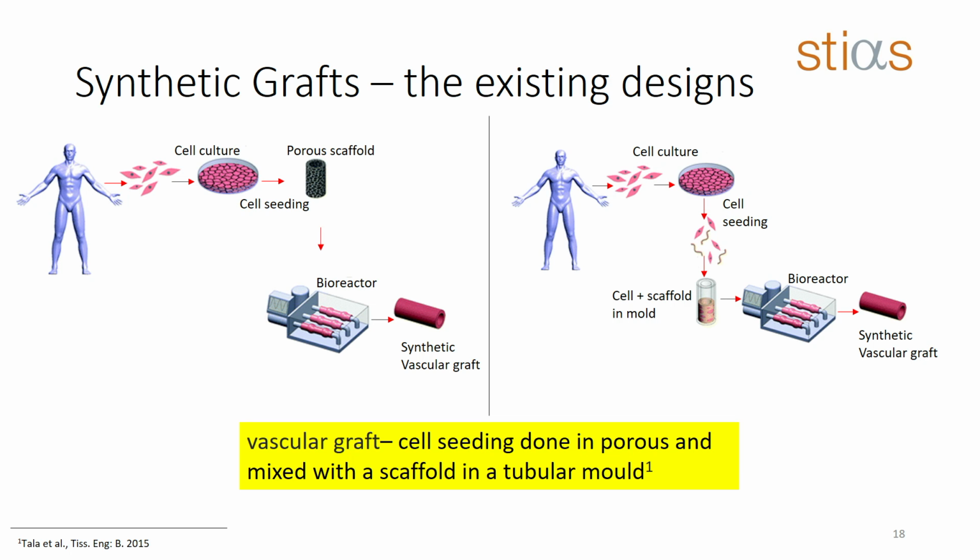In one such case, the synthetic grafts have been cell cultured, starting from a porous scaffold, then cell seeding, and then implanted into the patients. Another option, on the right-hand side of that slide, is where the cells and the scaffold are fabricated into a mold. Both of them have been tested, and these ones have gone past clinical trials.